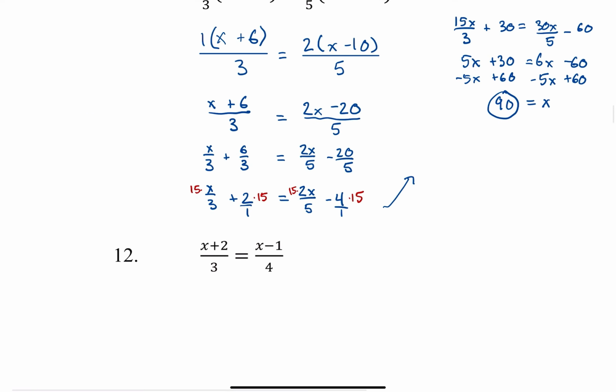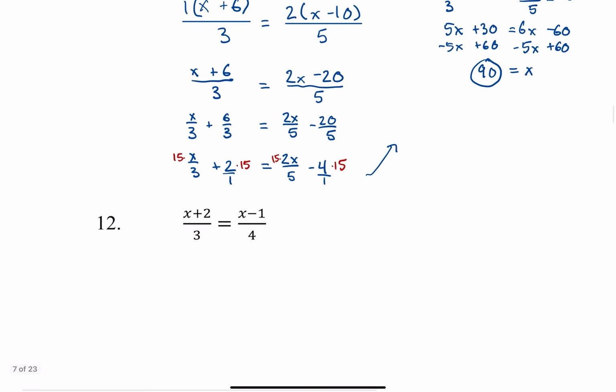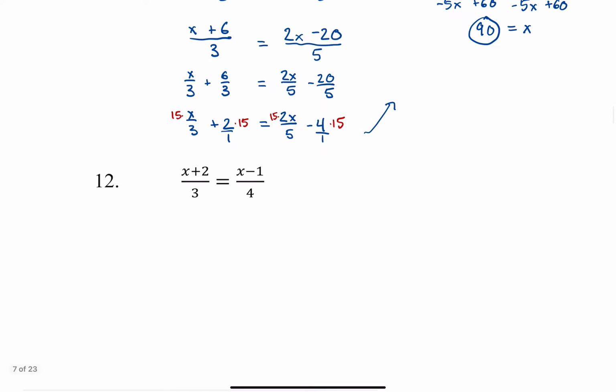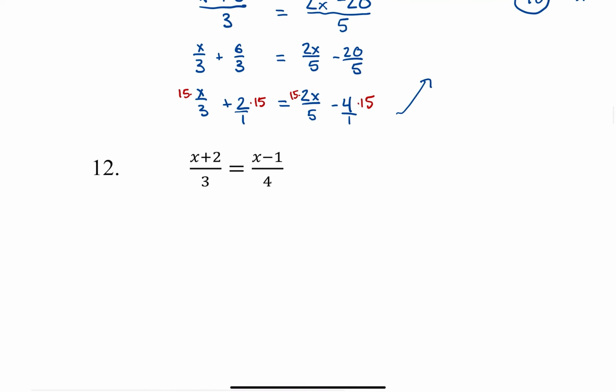All right, in the case of 12, it's very similar to what we just encountered. I would encourage you to pause it and give it a try. But I'm going to break apart the fractions. So this will be x over 3 plus 2 over 3 is equal to x over 4 minus 1 over 4. And the LCD, the least common denominator between 3 and 4, is going to be 12. So I'll multiply everything by 12.